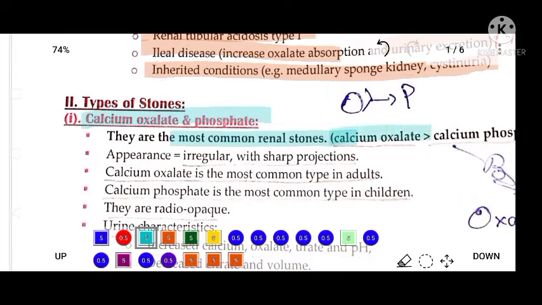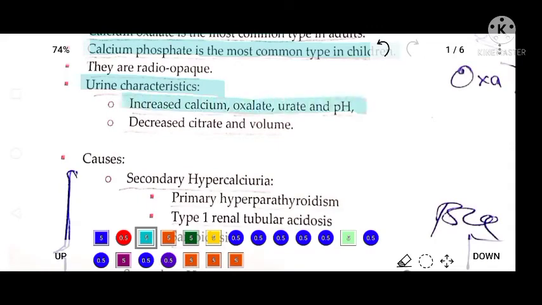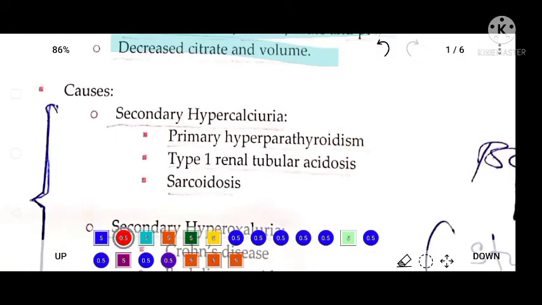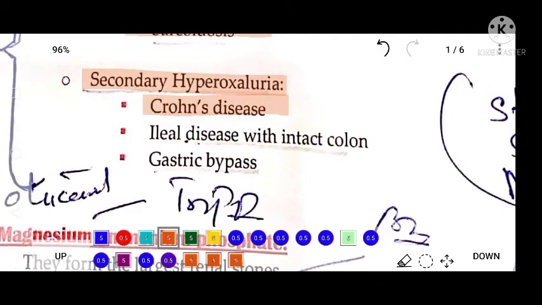So there are different types of stones. Calcium oxalate and phosphate stones are the most common type of renal stones. Oxalate is most commonly present, and the second most common is calcium phosphate stone. The appearance is irregular with sharp projections. Calcium oxalate stones are most common in adults, while calcium phosphate is the most common type in children. Urine characteristics of these stones are increased calcium, oxalate, urate, and pH, with decreased citrate and volume. Causes of calcium stones are secondary hypercalciuria, primary hyperparathyroidism, type 1 renal tubular acidosis, and sarcoidosis. Secondary hyperoxaluria causes are Crohn's disease, ileal disease, or gastric bypass.